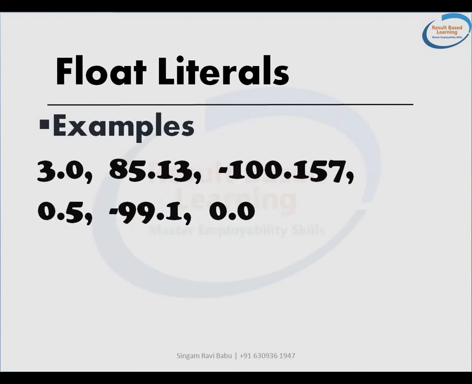Let's look at some examples of floating point numbers. 3.0 is a floating point number because there is a fractional part. 85.13 is a floating point number because there is a fractional part. Minus 100.157 is a floating point number because there is a fractional part. 0.5 is a floating point number because there is a fractional part. Minus 99.1 is a floating point number because there is a decimal point. 0.0 is also a floating point number because there is a fractional part. Any number with a decimal point is a floating point number.